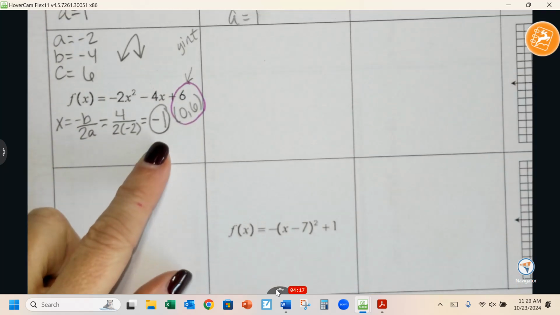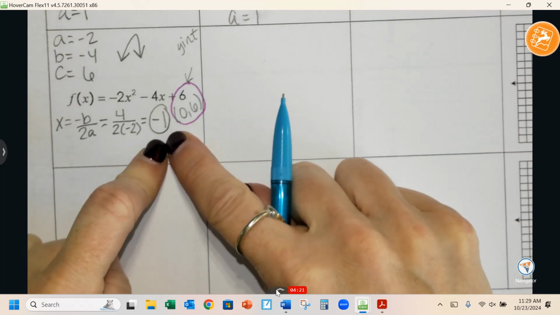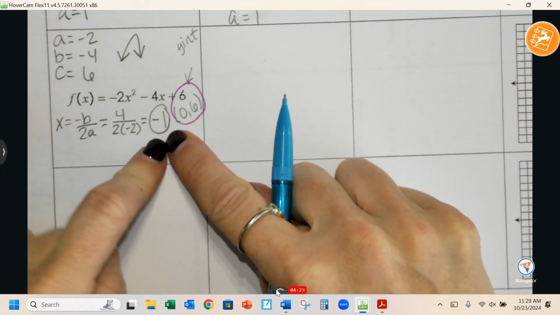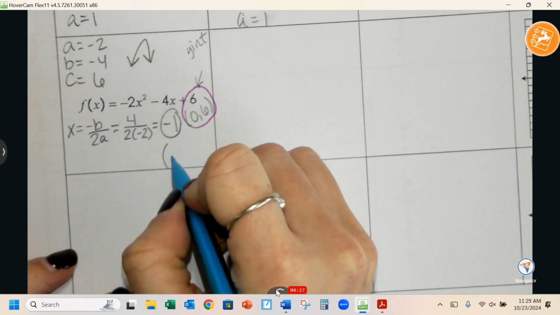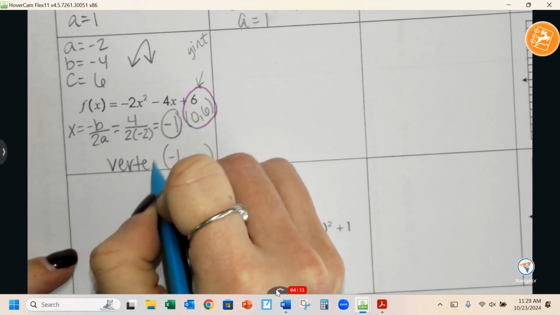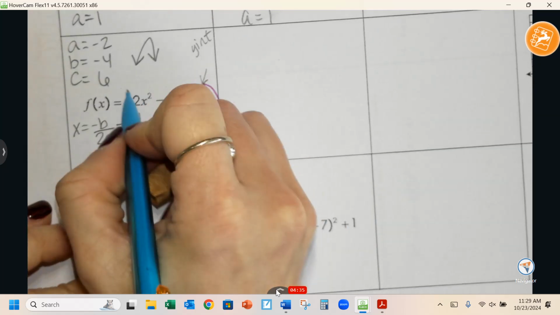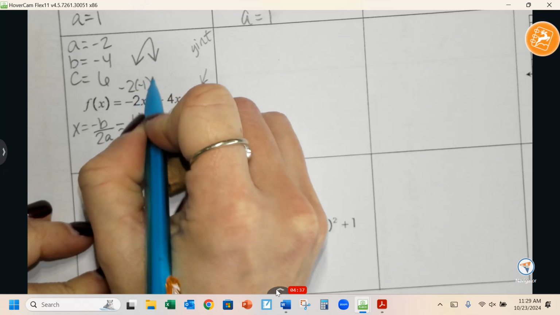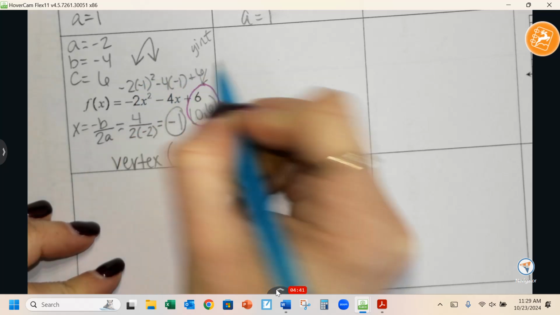This is a function, so any input does give me an output. So I have an input. I know that -1 exists on this parabola, so I'm going to plug it in to figure out what the y is. So my vertex will be -1 and then a y. So let's find that. So -2 times -1 squared minus 4 times -1 plus 6.